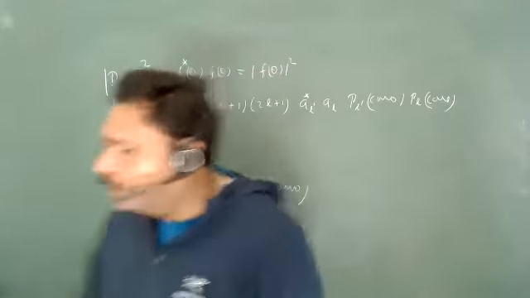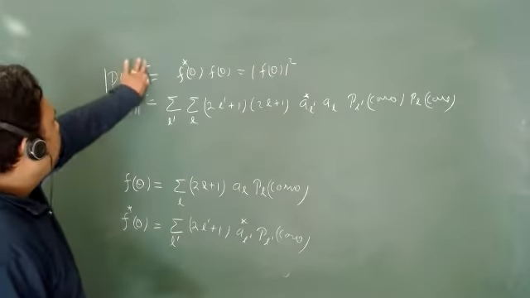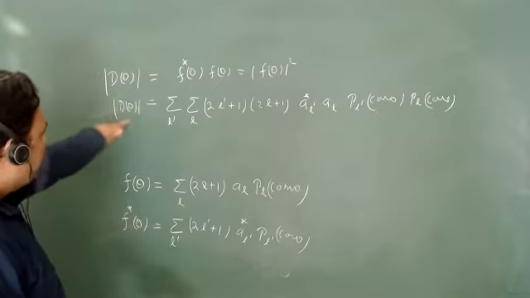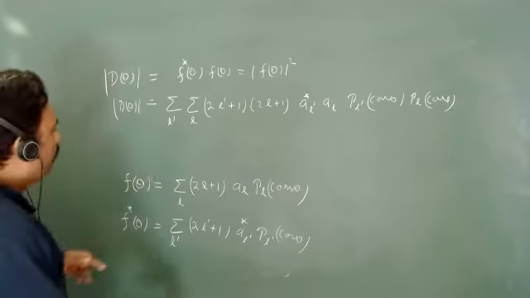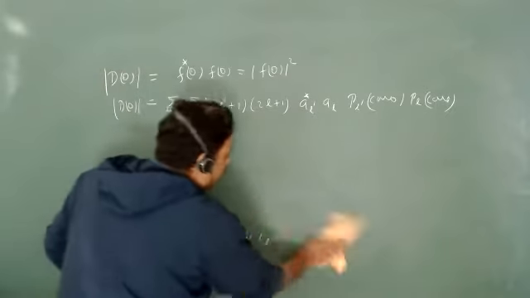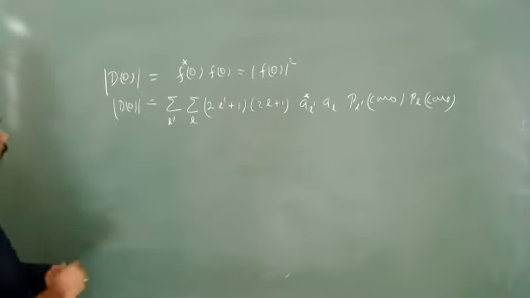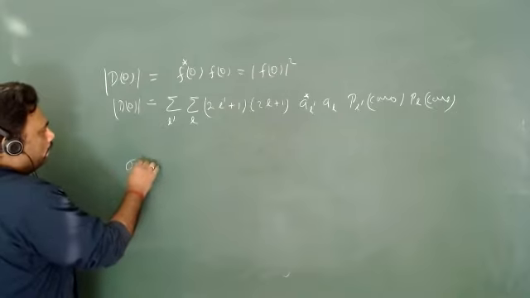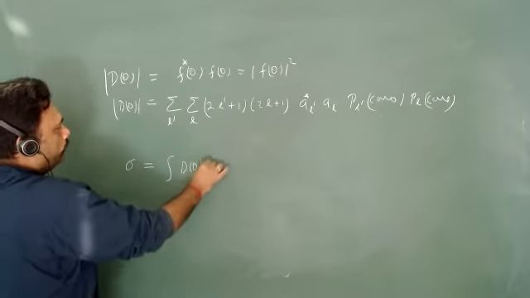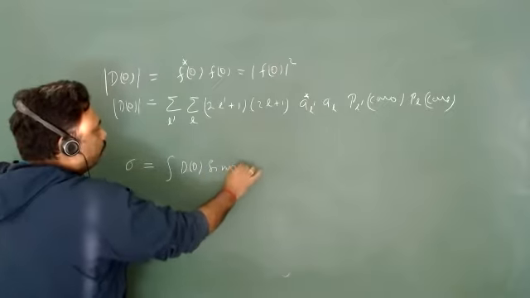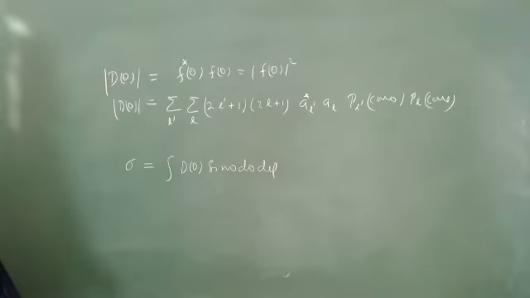But I am more interested not only in calculating the d sigma by d omega. I just want to calculate the total scattering cross section. When we write the total scattering cross section, look at how compact this will be. So sigma is the total scattering cross section, and this will be the integral of d sigma by d omega, sine theta d theta d phi. This is my total scattering cross section.